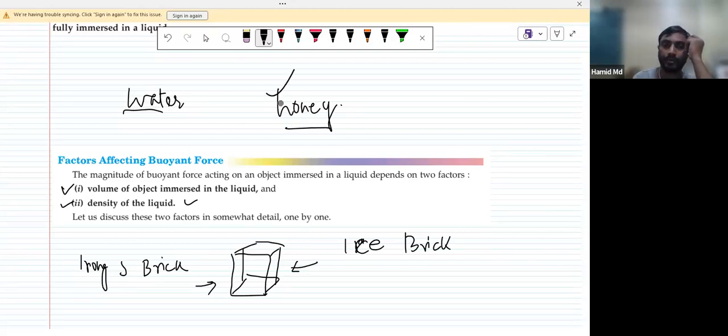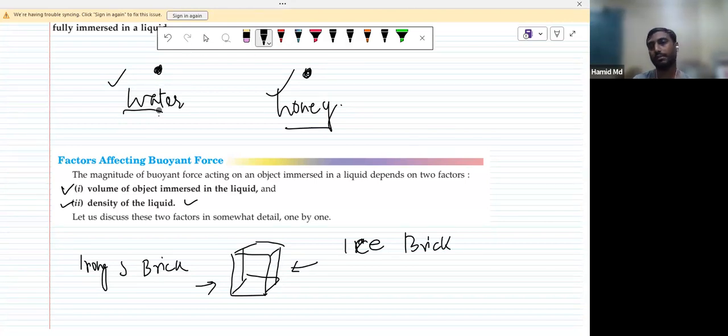Honey. Okay. So if you are dropping a pebble in water or in honey, how do you expect the motion of these objects? For the water, it sinks more quickly than honey, because it will take time, because of the density of the liquid.